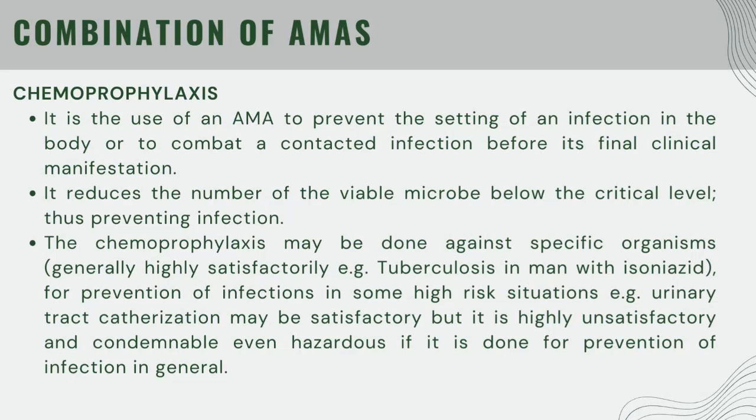Chemoprophylaxis. It is the use of AMA to prevent the setting of an infection in the body or to combat a contracted infection before its final clinical manifestation. It reduces the number of the viable microbes below the critical level, thus preventing infection. The chemoprophylaxis may be done against specific organisms. For prevention of infections in some high-risk situations, such as urinary tract catheterization, it may be satisfactory, but it is highly unsatisfactory and condemnable, even hazardous, if it is done for prevention of infection in general.